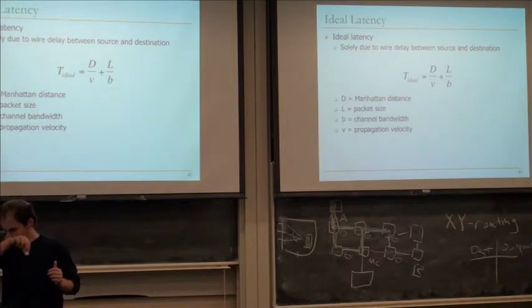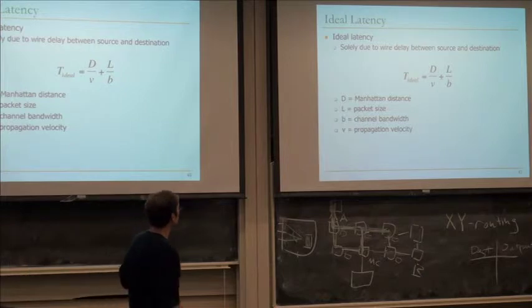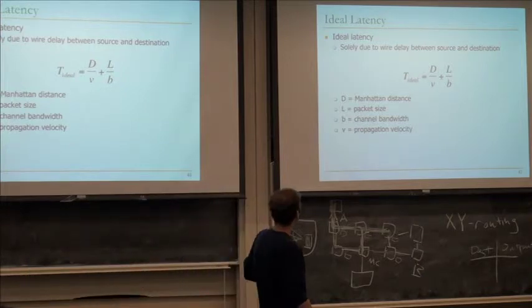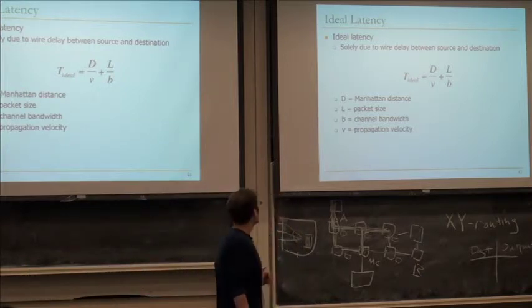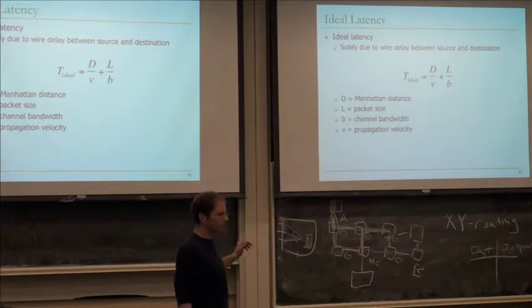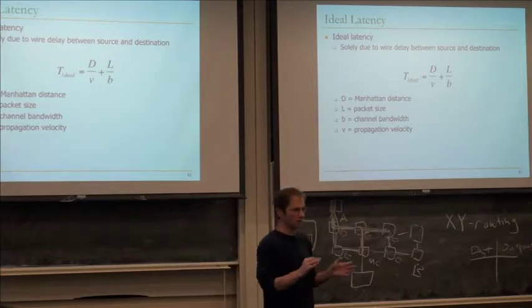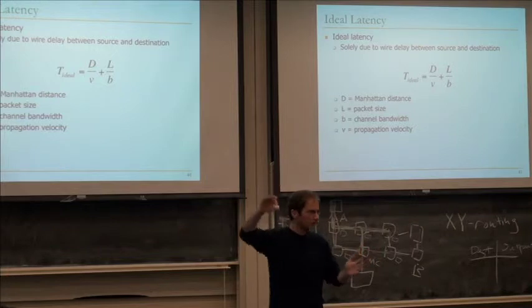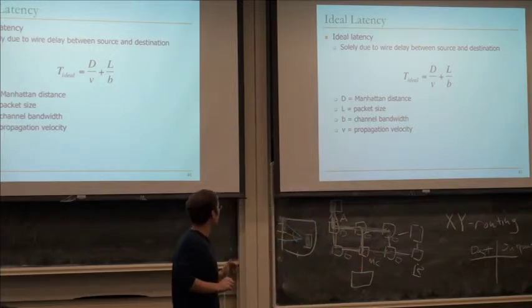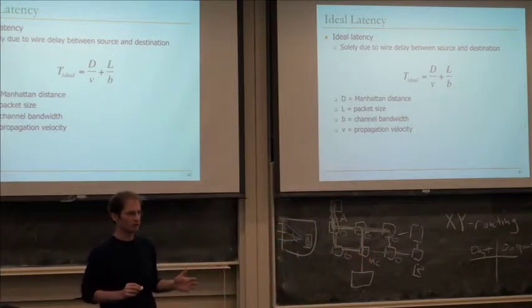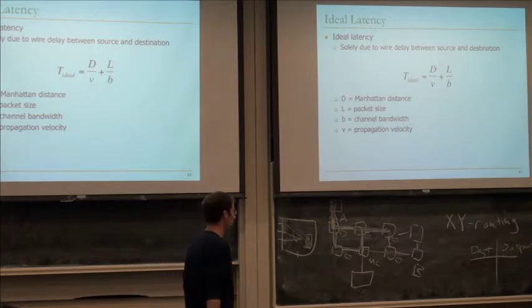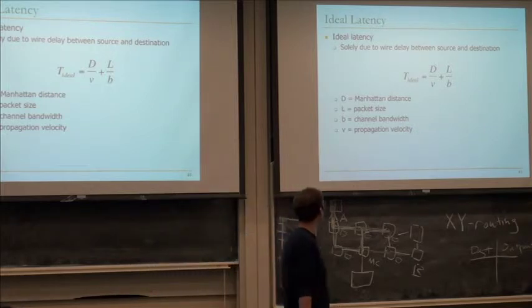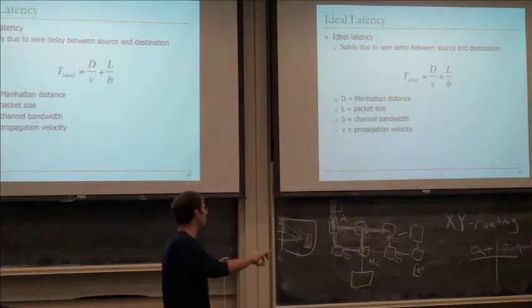Just to go into a little more depth, what is the ideal latency? The ideal latency is basically solely wires. So we can consider the Manhattan distance. If we're in a 2D mesh, Manhattan distance is just the x distance and y distance between two nodes, and we take some propagation velocity, some fraction of the speed of light in copper wires or something. If we take distance over velocity, we get the time just to travel that distance.